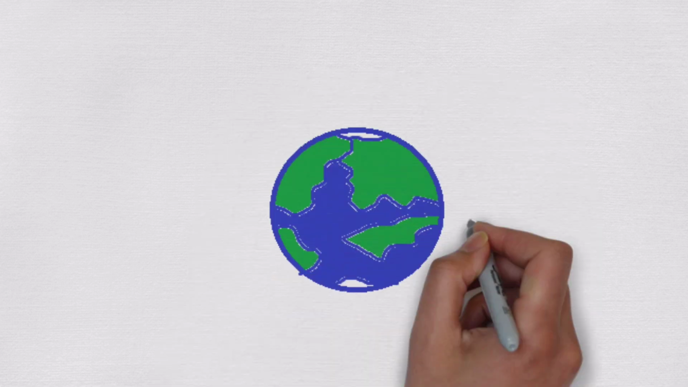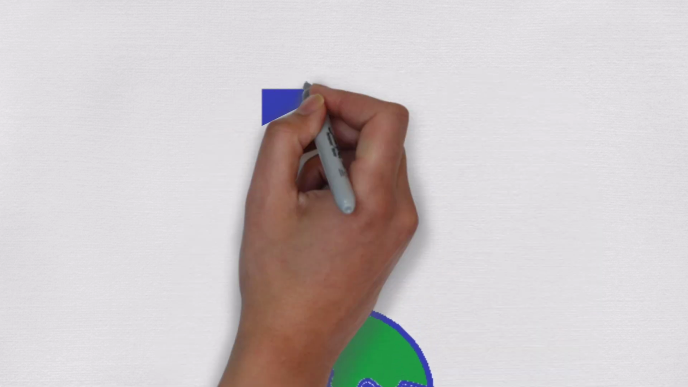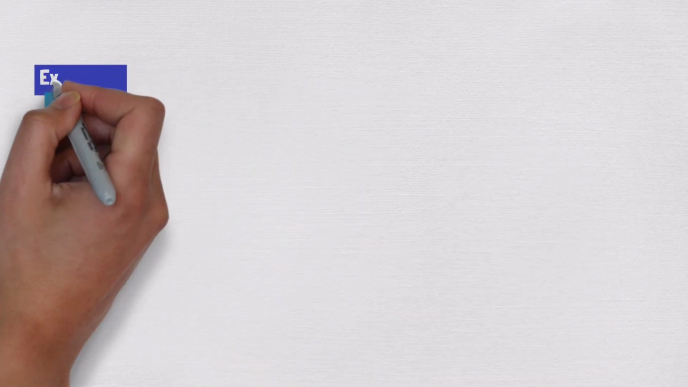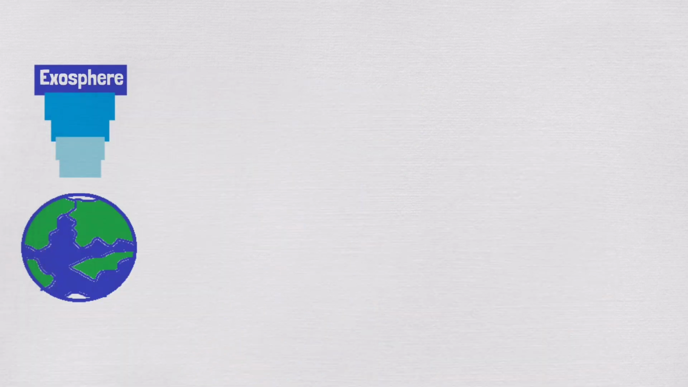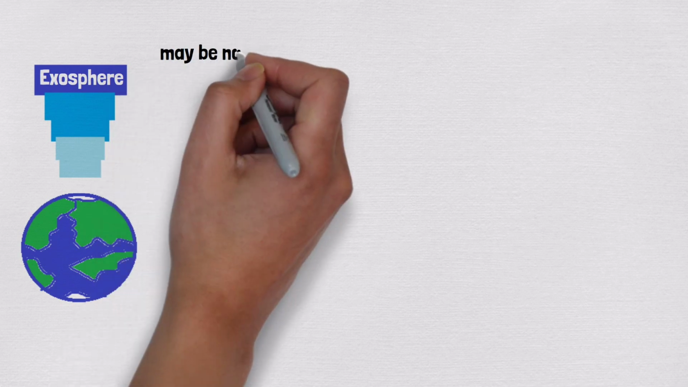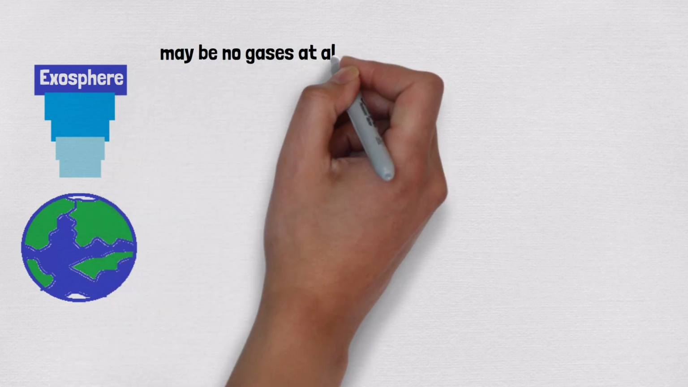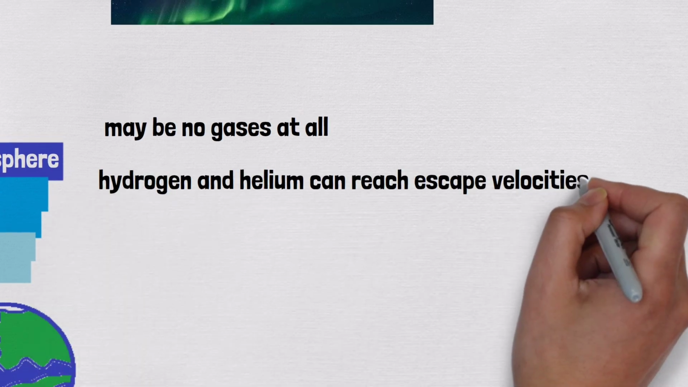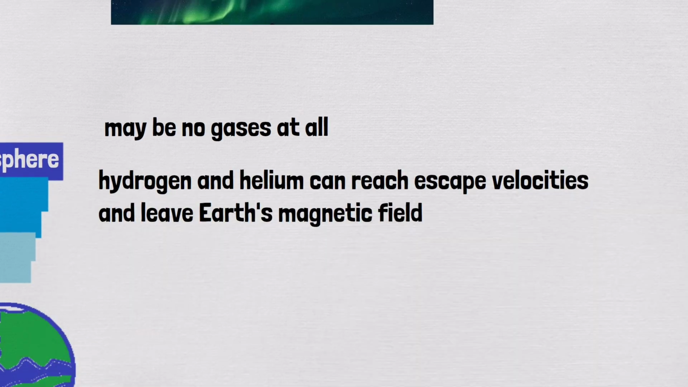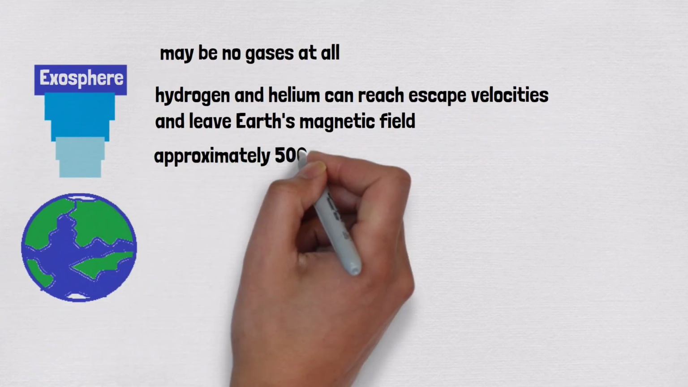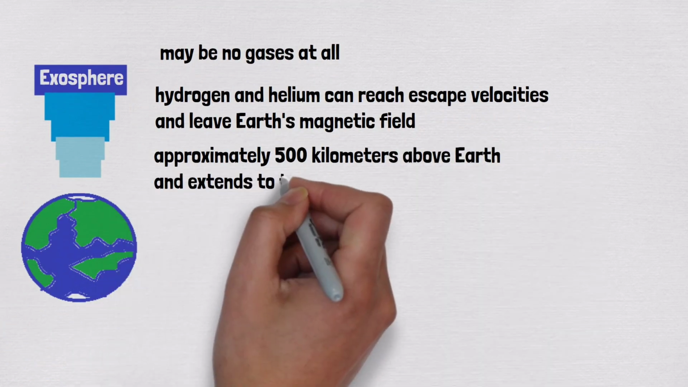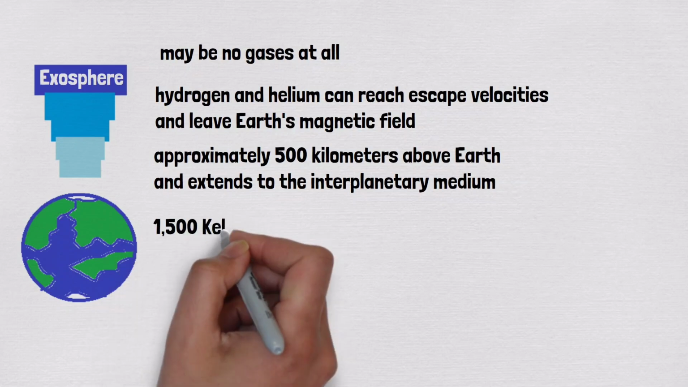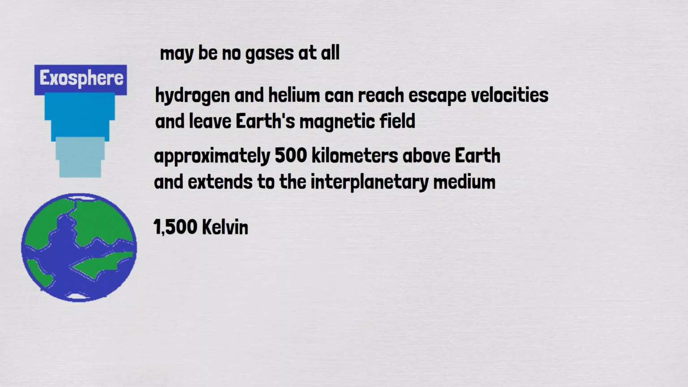Exosphere. The exosphere is the outermost layer of Earth's atmosphere. Gas molecules in this region are so sparse that, at times, there may be no gases at all. Due to the lack of molecular collisions, lighter and faster atoms like hydrogen and helium can reach escape velocities and leave Earth's magnetic field. This layer starts at approximately 500 kilometers above Earth and extends to the interplanetary medium. The temperature in the exosphere remains nearly constant, averaging around 1,500 Kelvin, and does not vary with altitude.